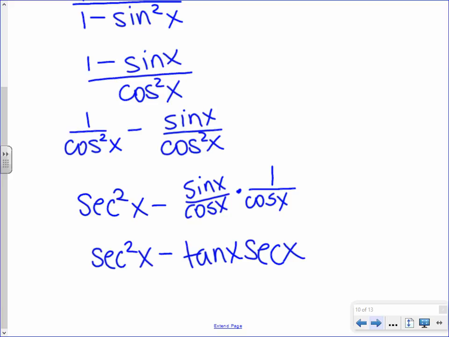Now, some of you may be uncomfortable. Like, I don't feel like this is any simpler than what we started with. And you could make that argument, but right now we are practicing just changing one expression to another.